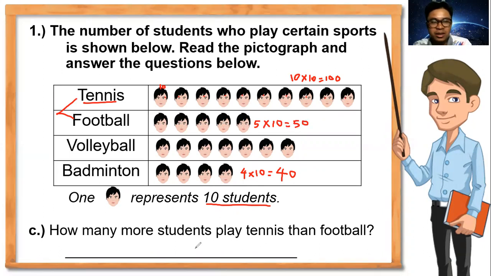So how many more students play tennis than football? So 100, to get the difference, you have to subtract, minus 50. The answer is, yes, it's 50 students more. 50 students.